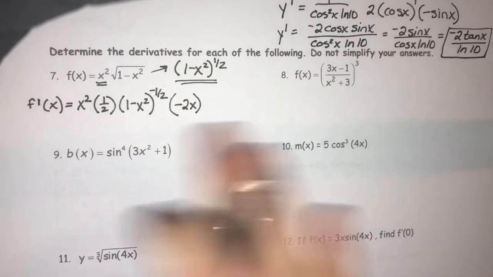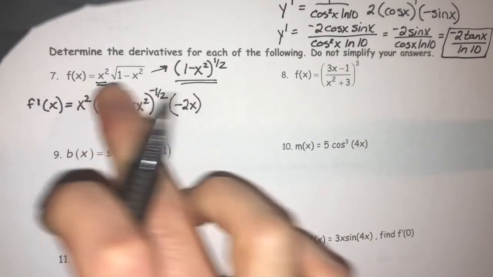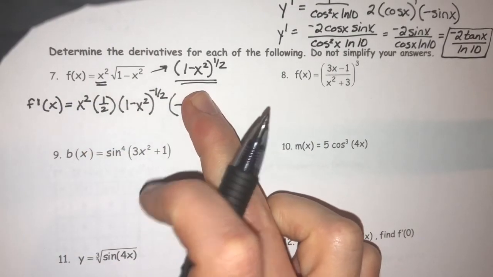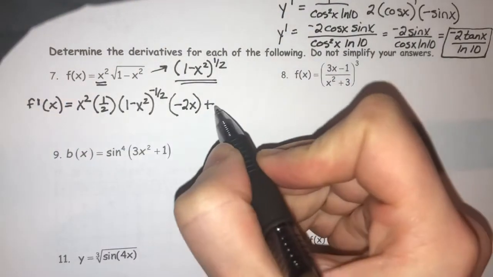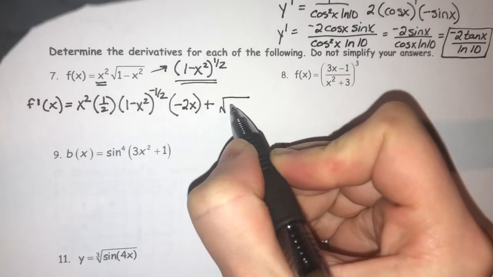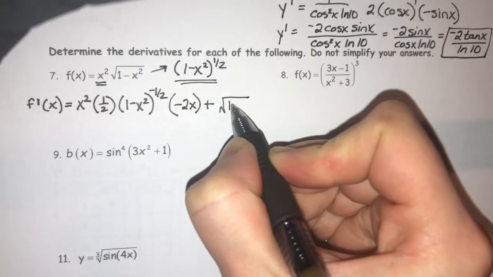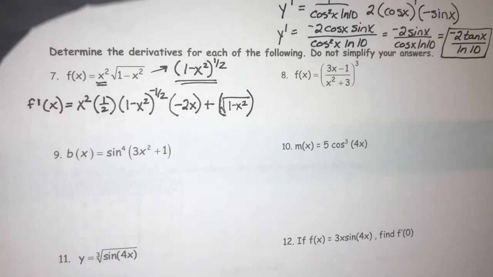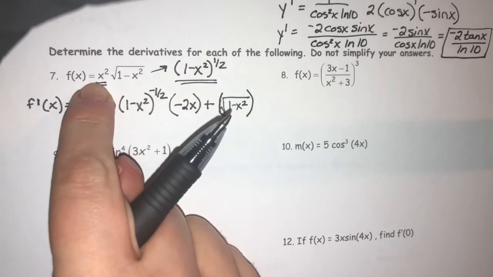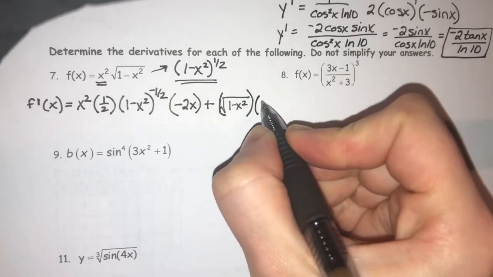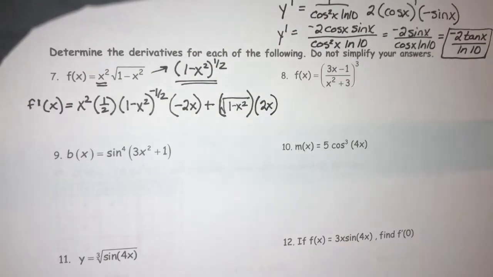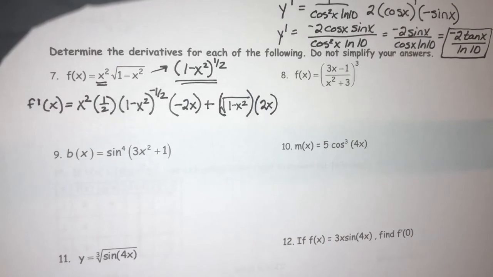And now, all this was copy the first function, multiply by the derivative of the second function. Now I'm going to add to that the second function copied down, and since I'm not taking the derivative, I could just leave it the way it originally was, or I could write it the way we have it here. Either way is fine. And then times the derivative of the first function, x squared's derivative is 2x. And that is the answer. Since it says do not simplify, we just leave it like that.